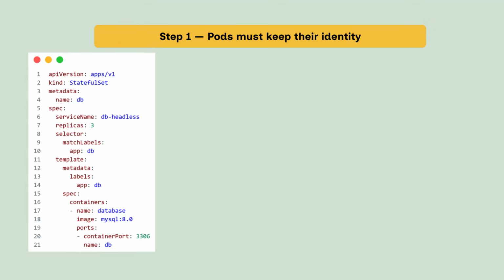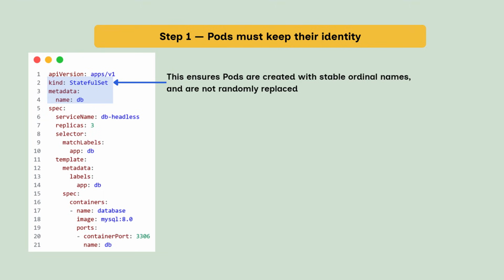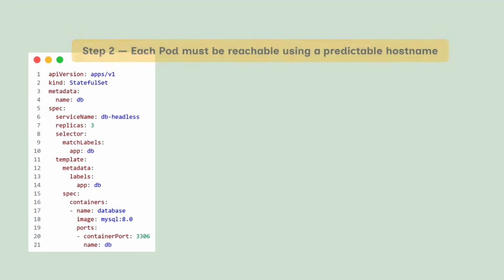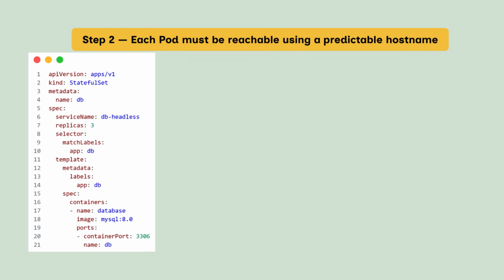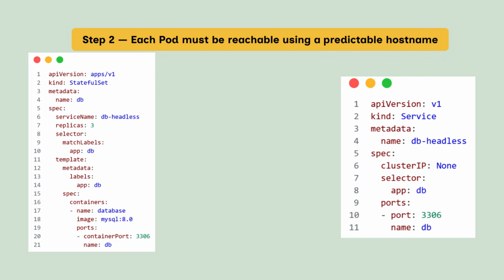First, we start creating the YAML for our database cluster. Pods must keep their identity, so we use a stateful set. This ensures pods are created with stable ordinal names and not randomly replaced. Next, each pod must be reachable using the predictable hostname, so we need a headless service to control DNS records. Setting cluster IP as none makes it a headless service, which creates DNS records for each pod.